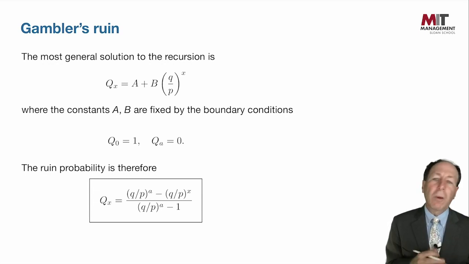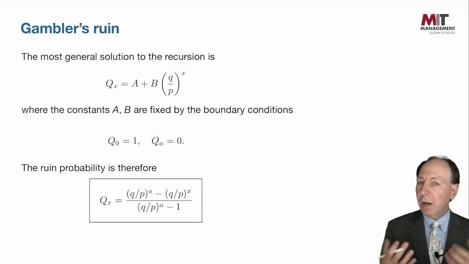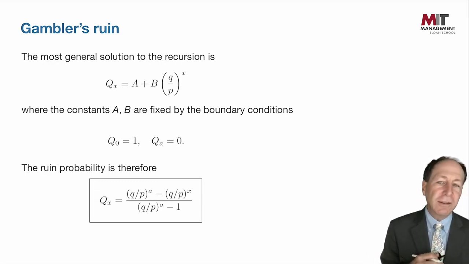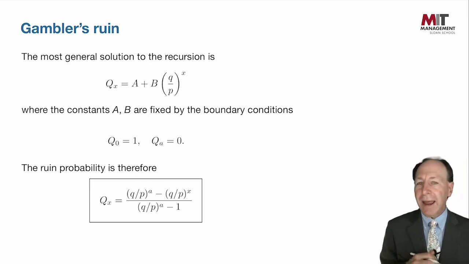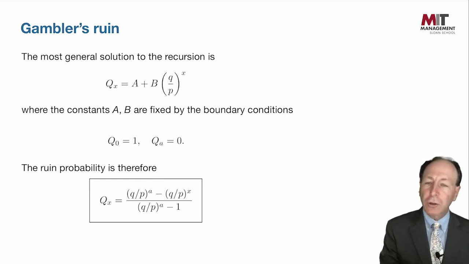Now, therefore, the most general solution is a linear combination of these two special solutions. So we have two constants, let's call them a and b. So our general solution is of the form constant plus another constant times q over p to the x power. And we fix a and b by imposing boundary conditions.